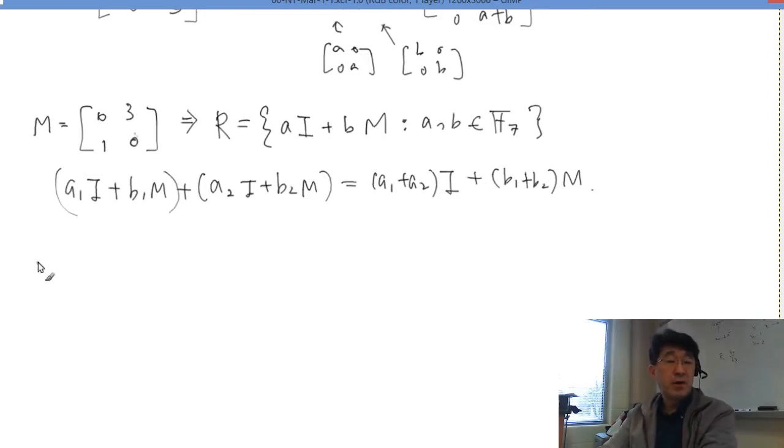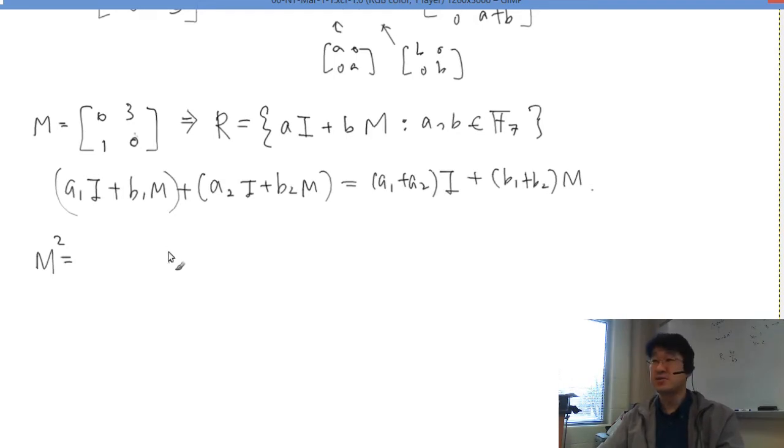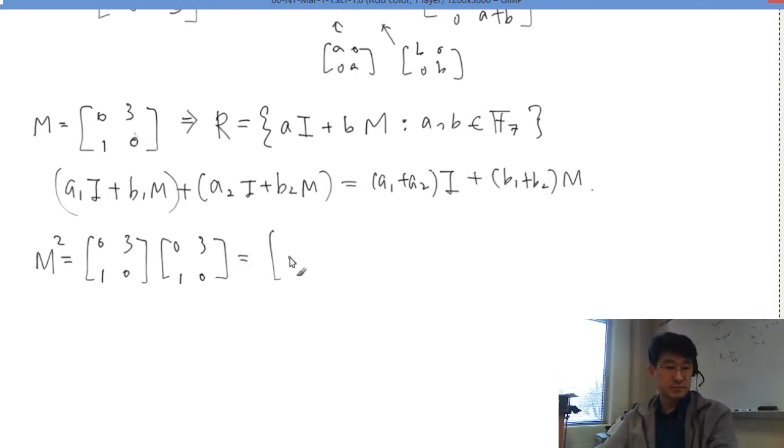So all I have to show is M squared, right? Can you go ahead and multiply M squared? Calculate M squared. It's not an exercise, I just want you to do it on your own rather than me doing it. Here's 0, 3 there, 0, 3 there, and 1, 0, 1, 0. Correct? What do you get?